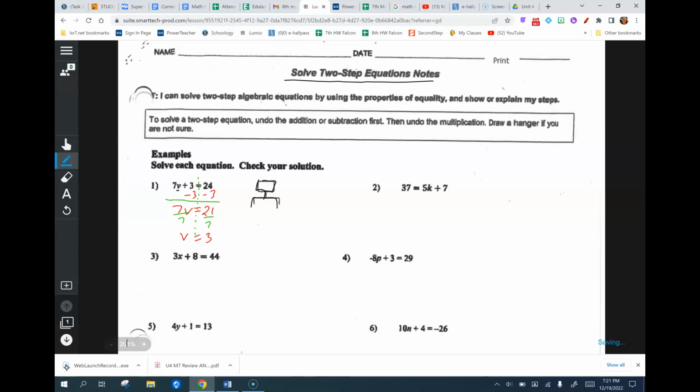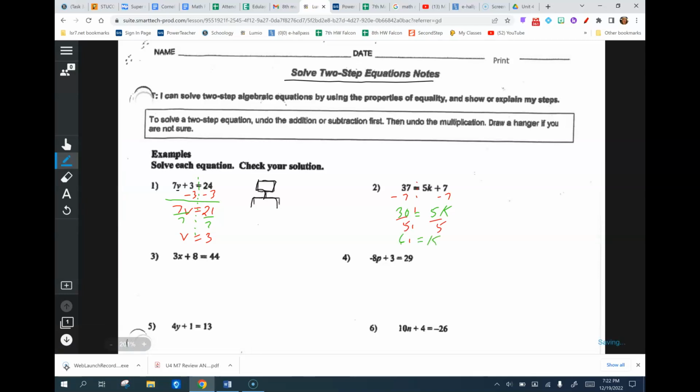Hopefully you remember that. Look at number 2. What do I want to start with? That's right, the 7. I have a 7, so I'm going to subtract the 7 from both sides. And again, if you want to make the little line right there, that is fine with me. So I get 30 is equal to 5k. Now I have multiplication, so what do I do? That's right, I divide by 5. So I get 6 is equal to k.